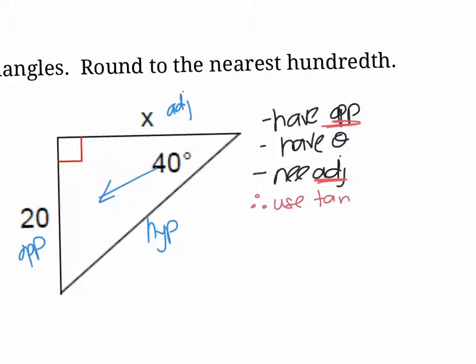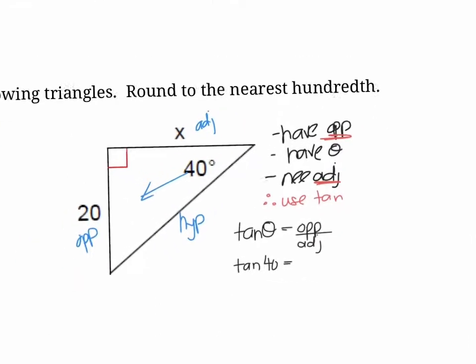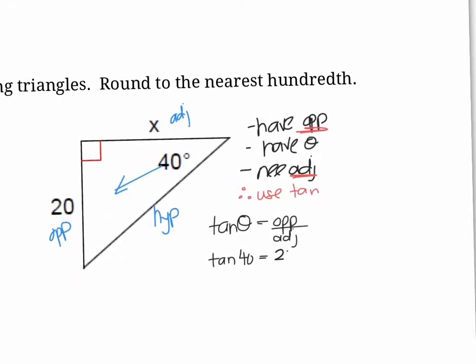Okay, so start off with the formula for tan. So tan of an angle is equal to opposite over adjacent, and then just fill in what you know. So tan, do we know the angle? Yes, it's 40. Do we know what opposite is? Yes, it's 20. And then adjacent in this case is x.